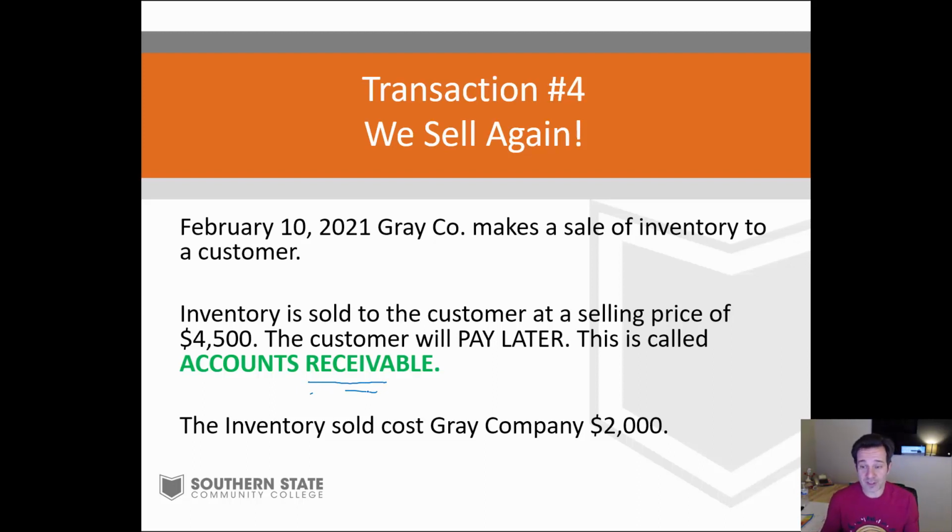If we don't receive it, then maybe we send somebody to their house with a crowbar and we bust a few kneecaps until we get our money. We expect to get that money though.